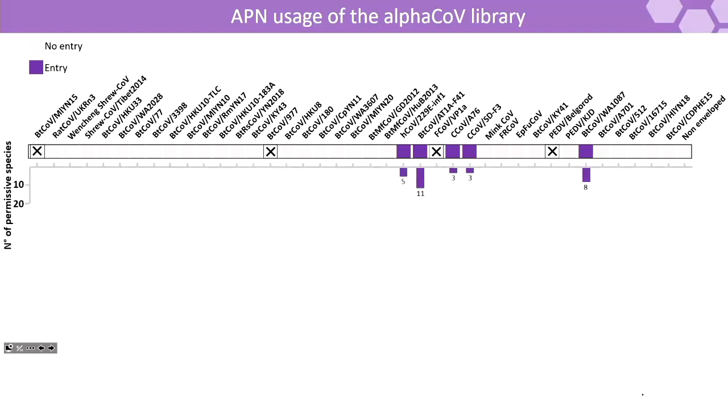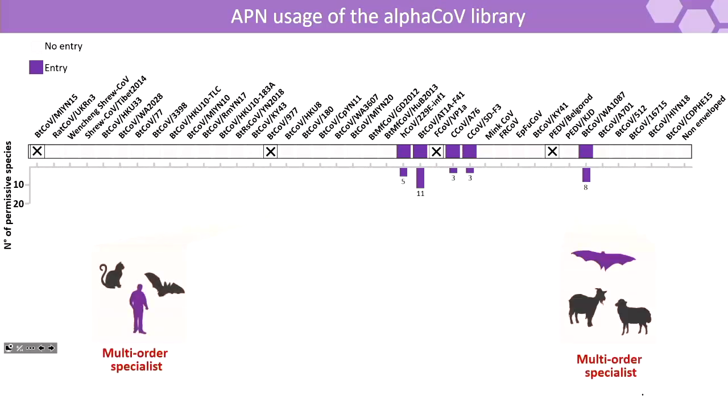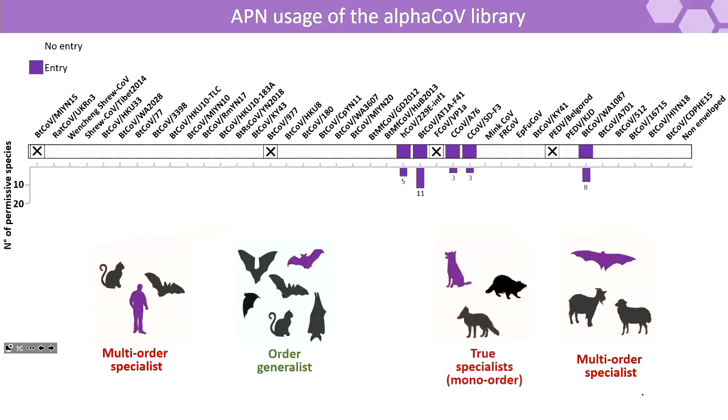If we go into further detail, we then characterized which animals and how many animals could support entry. Based on those, we classified alphacoronaviruses in 3 groups. The multi-order specialists use just a few APNs from different mammalian orders. Then the order generalists use a lot of different APNs from the same mammalian order. And finally, the specialists use just a few APNs from just 1 mammalian order.